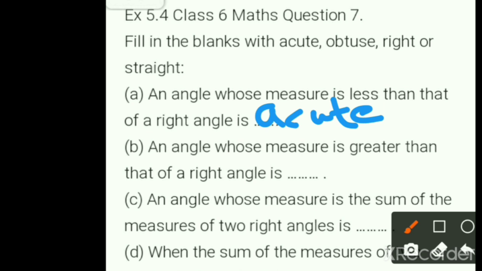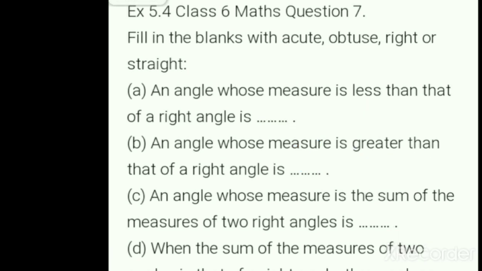Now second one, B question. An angle whose measure is greater than that of a right angle. So greater than 90 degree. Right angle is 90 degree. So greater than 90 degree means it is obtuse angle. So the answer is obtuse. Clear, children?